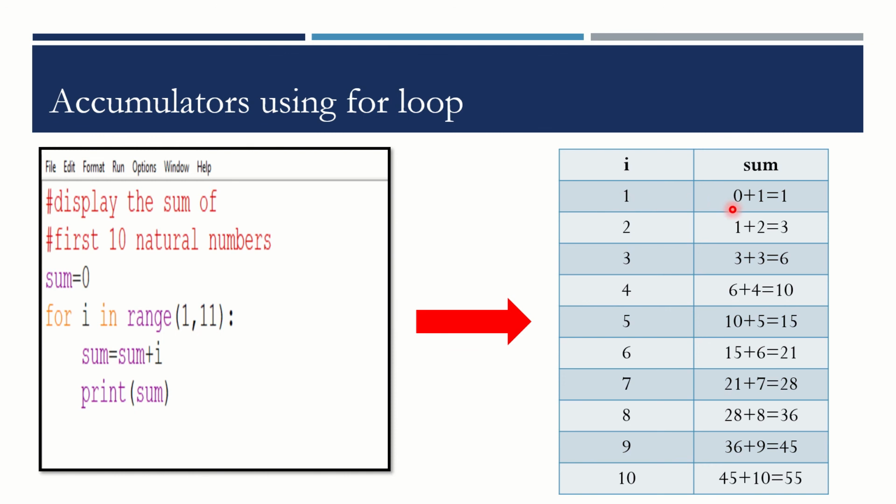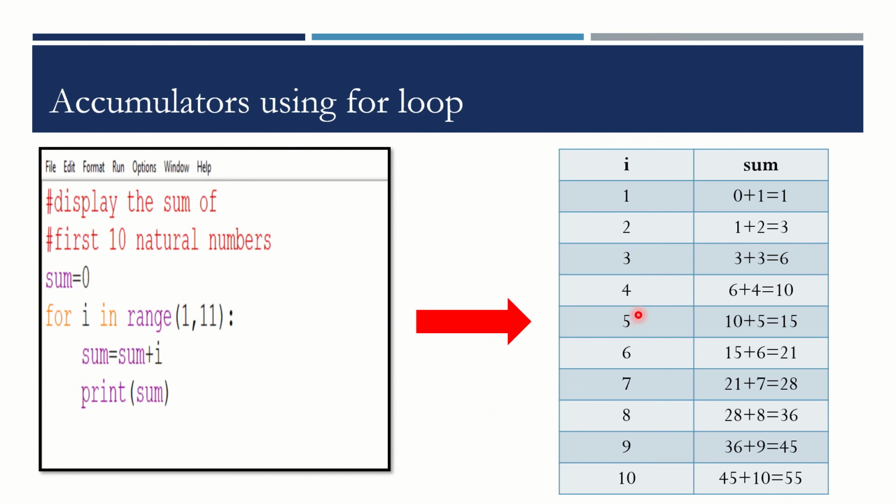So for the first time, when sum is equal to 0 and the value of I that is produced is 1, we will be adding it to sum. So 0 plus 1 is equal to 1. So now the new value of sum is 1. Next time when the loop is iterated, I becomes 2. Now it will be added to the previous value of sum, which was 1. So 1 plus 2 is equal to 3. Now the next value of I becomes 3. 3 will be added to the previous value of sum. So 3 plus 3 is equal to 6. So the value of sum now is 6.